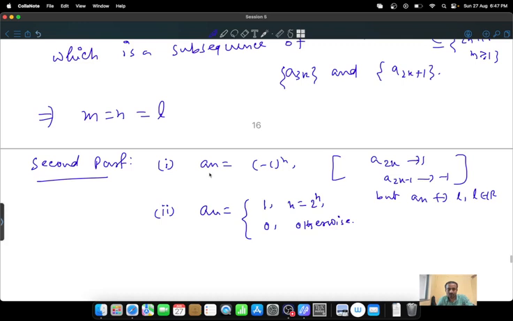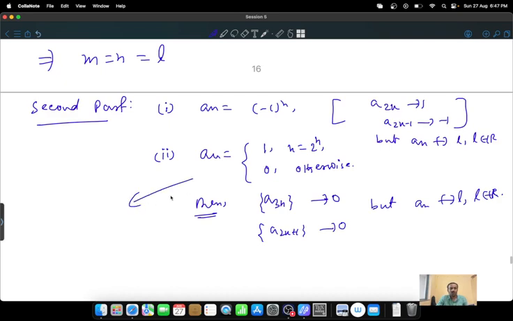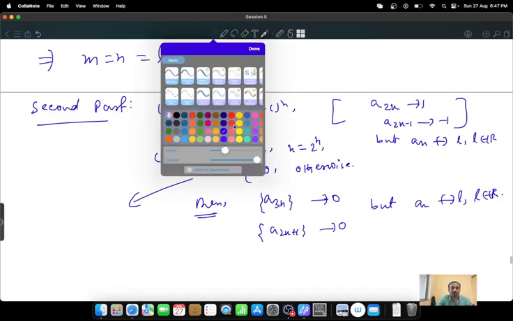So then you see, you got the point how I have constructed these sequences. Then a3n converges to 0, a2k plus 1 converges to 0, but an does not converge to any number. Now you got the point how I have constructed.